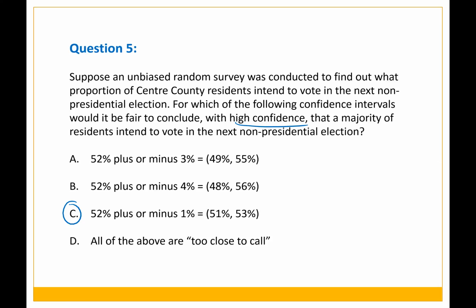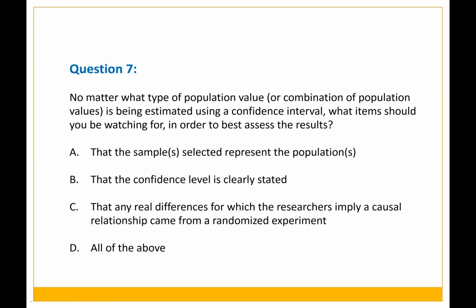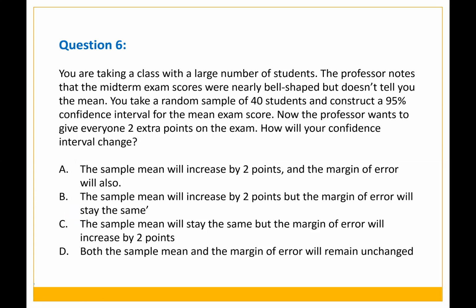And so in that case, that's what we're looking for to make that conclusion. Now let's go to question 6. You're taking a class with a large number of students, so a large population. The professor notes that the midterm exam scores are nearly bell-shaped, but doesn't tell you the mean. You take a random sample of 40 students and construct a 95% confidence interval for the mean exam score.